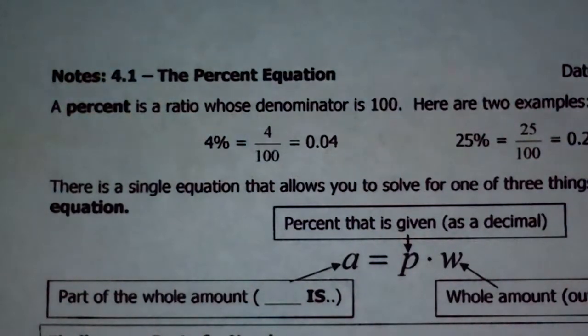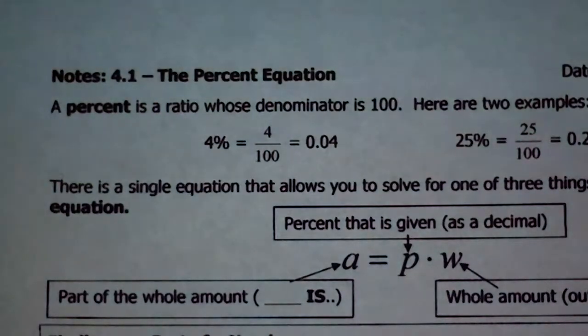We are now starting chapter 4, which is all about percents. Today we're going to learn a little equation called A equals P times W. You'll learn how to apply it when A is missing, when P is missing, and when W is missing. That's our goal, to be able to figure out the A, the P, or the W. And we'll define what each one of those is in just a moment.